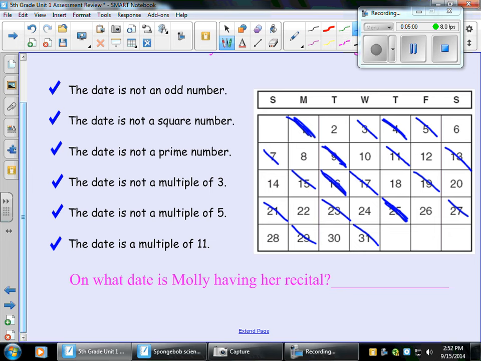The date is not a prime number. So let's cross out all the prime numbers. We know 2 is a prime number. 6 isn't prime, 8's not prime, 10's not prime, 12's not prime. 14, is 14 prime? Well, I know 2 times 7 goes into it, so I know 14's not prime. 18's not prime, 20's not prime, 22's not prime, 24's not prime, 26 is not prime, 28, nope. So all those even numbers can't be prime numbers.